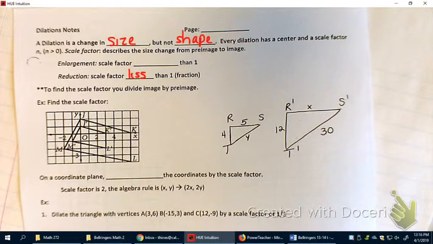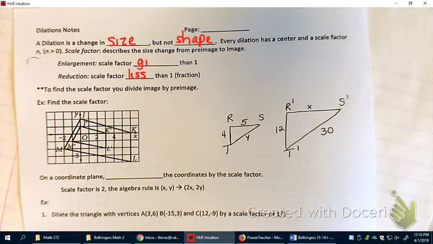then it's going to be a reduction. So if the figure is this big, and if the scale factor is less than 1, it's a reduction, because if it's this big, and then it just becomes that much smaller. If it's a half or a third, that's how much smaller it becomes.